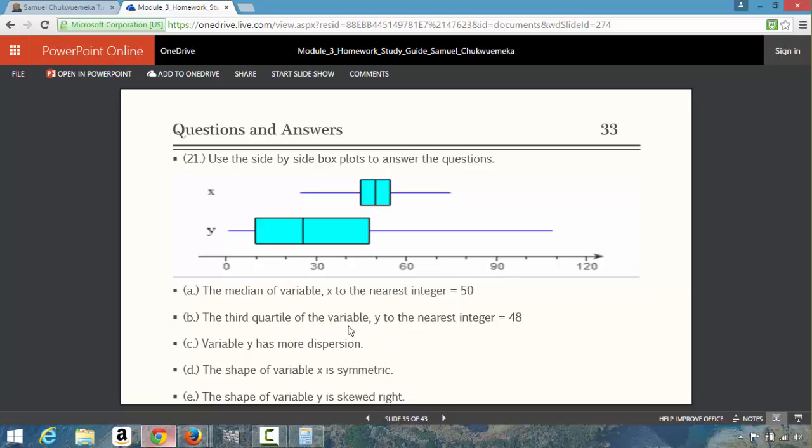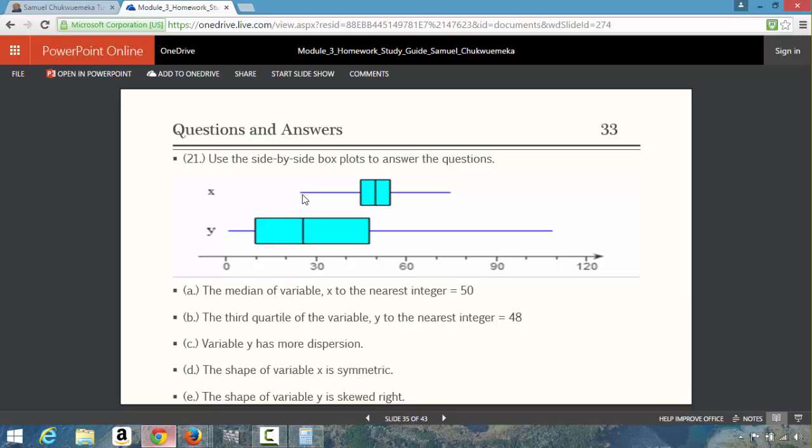Third quartile of the variable Y. Okay, so folks, look at this now. In the box, the first one is the lower quartile. The middle one is the median, or middle quartile. And the third one is the upper quartile. Then this is the minimum and this is the maximum. If we have any outliers, we use asterisks to mark them. But in this data set, we don't have outliers.